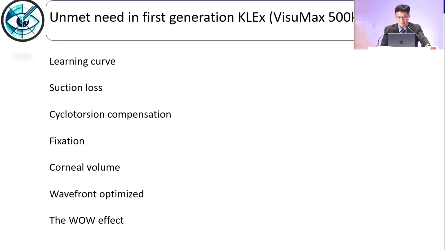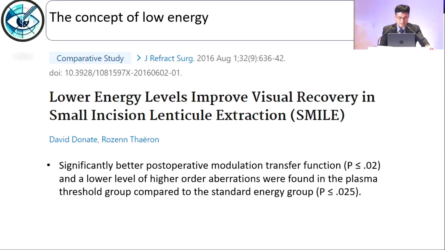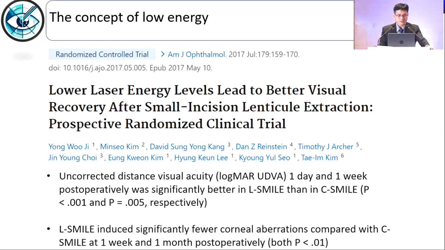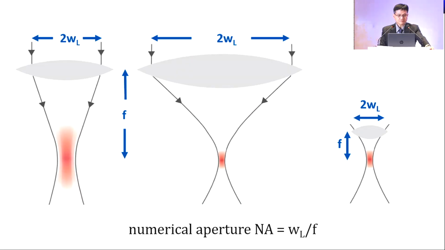There are some issues mainly in first-generation SMILE, as mentioned above. So the concept of low energy was introduced to the market, because the surface roughness index decreased as the pulse energy increased. There was also better visual outcome, like the modulation transfer function or high-order aberration, the corrected visual outcome, and corneal aberration with the low energy concept of the SMILE procedure. Energy was significantly associated with postoperative logMAR VA in different models. Here we can modify the energy as a function of the focal length and the wavelength of the laser.